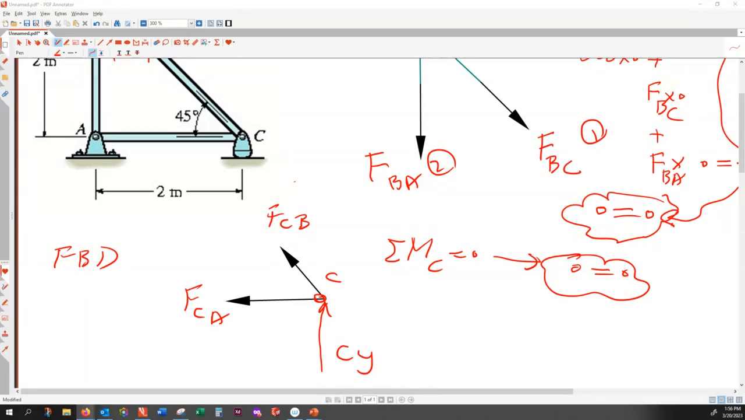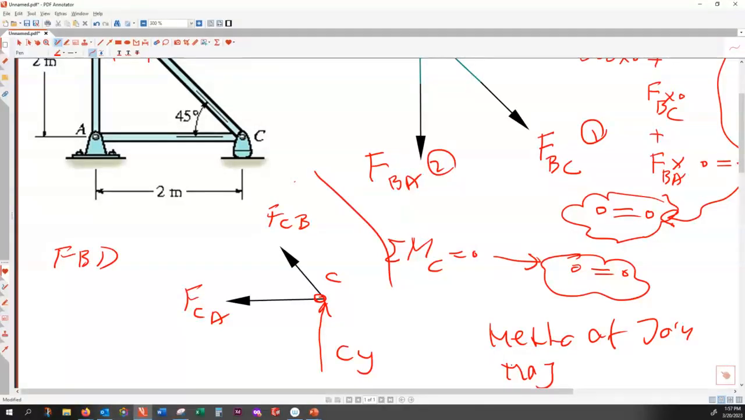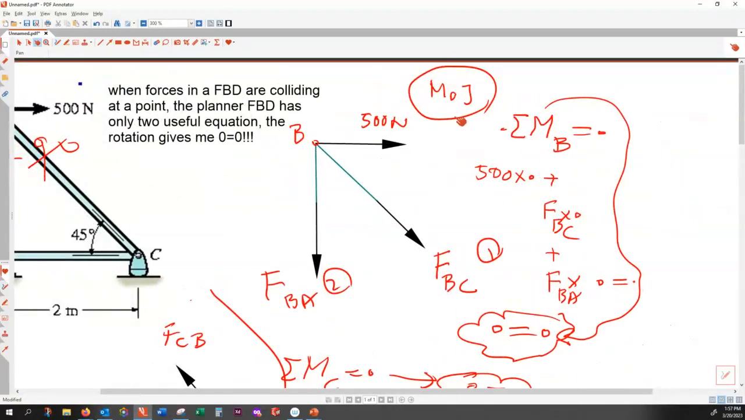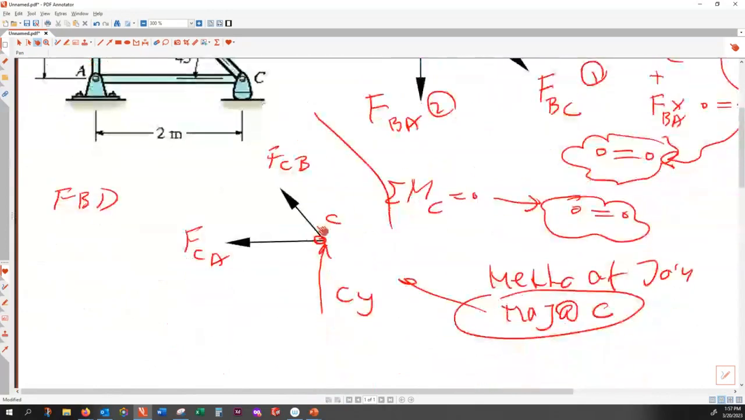So here I made a free body diagram of method of joint. I call this method of joint, or MOJ, at C. What about this one? This one is method of joint at B. And again, I noticed that in method of joint at C, the forces are concurrent. When the forces are concurrent, the rotation does not give me any meaningful information.